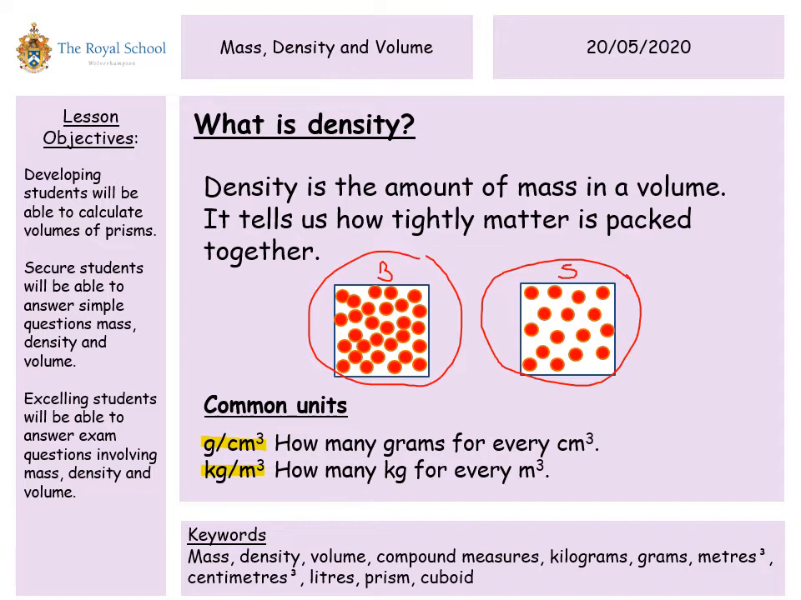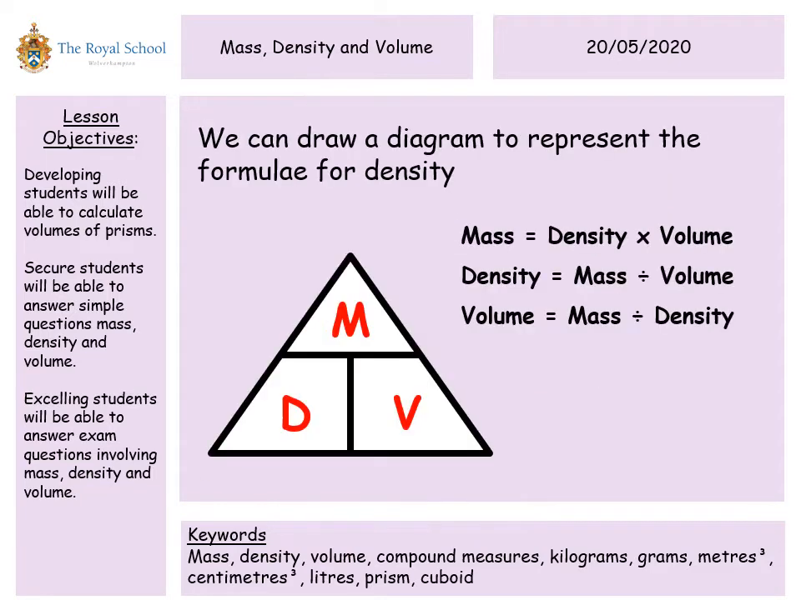Now, remember with our compound units, we've got a nice little hint of how to work them out given in the unit itself. Here we've got grams per centimetre cubed, so to work out the density of this object, we'd need grams divided by centimetres cubed. Grams is a mass, centimetres cubed is a volume, so mass divided by volume tells us how to work out density.